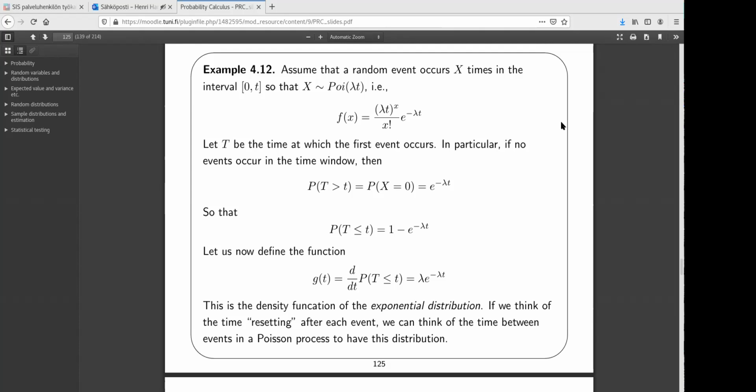Now let's define T, capital T, as the time at which the first event occurs. In particular, if no events occur in this time window, we get the probability e to the minus lambda t, so that the probability that the first event occurs within this time window, so that it has at least one event in this time window, between 0 and t, small t, is 1 minus e to the minus lambda t.